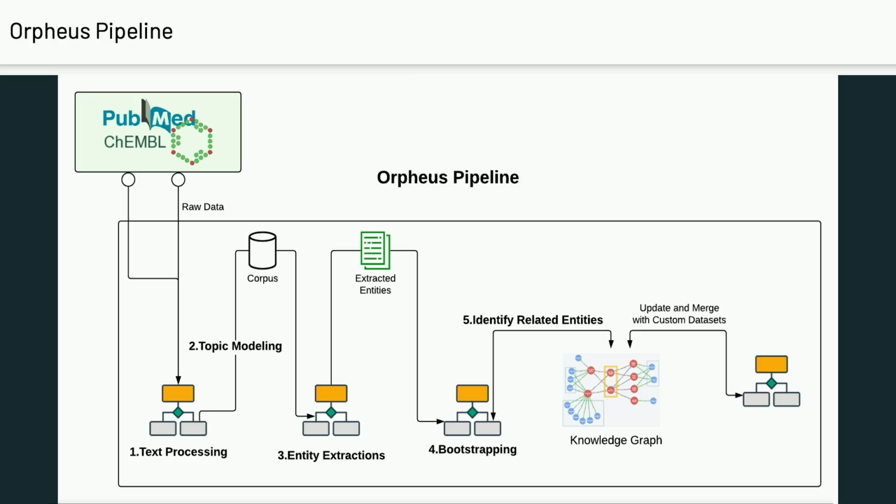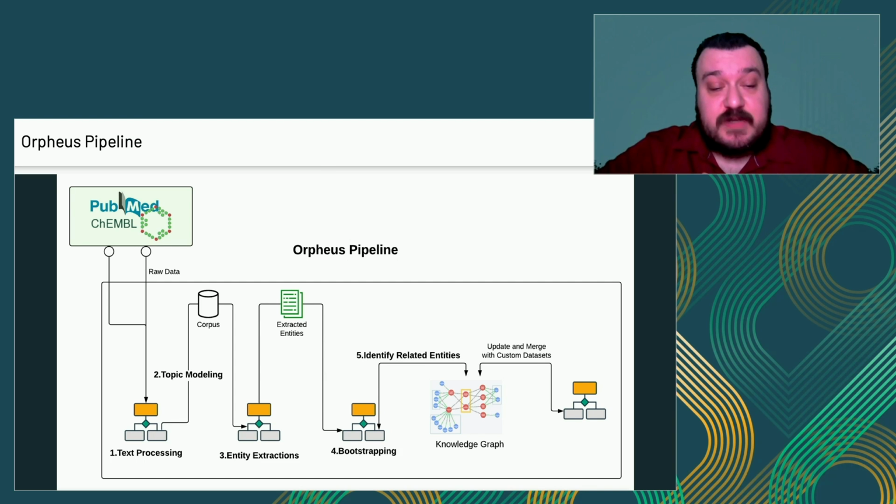Alex. Thanks, Vishnu. So yeah, I'm going to be talking about how we actually built the Orpheus pipeline, as well as giving a demonstration of the Orpheus product. So here we see an abstract representation of the pipeline where we have raw data coming from PubMed and ChEMBL. So this is representing structured data from ChEMBL and UniProt and some other places, as well as unstructured data from PubMed. So the first step is for us to do some text processing on the unstructured data.